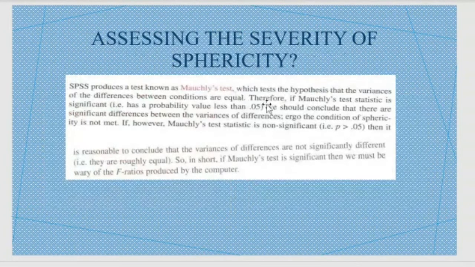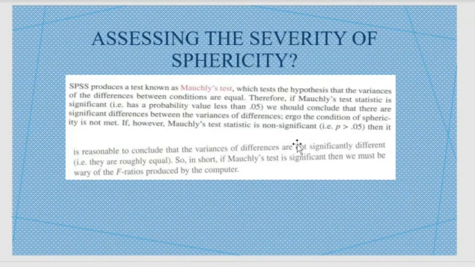So this test basically checks whether the assumption is fulfilled or not. It means whether there is a significant difference between the two variances or not. If the test is significant, then we'll say that there is a significant difference between two groups, so we can say the assumption of sphericity is violated. And if the test is not significant, then we'll say the assumption is fulfilled. There is no significant difference between two variances.